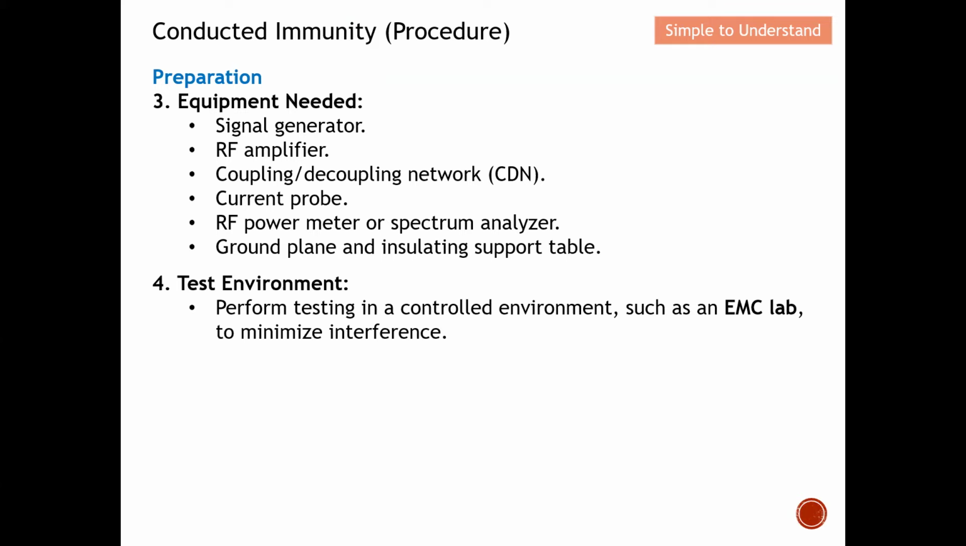We also have the current probe, which can measure the current, and also the power meter to measure. The power meter, or the spectrum analyzer, can be a means of feedback to the signal generator on whether to increase or decrease the level. We also have the ground plane and an insulating supporting table. Typically you need an insulator table, and we have this ground plane.